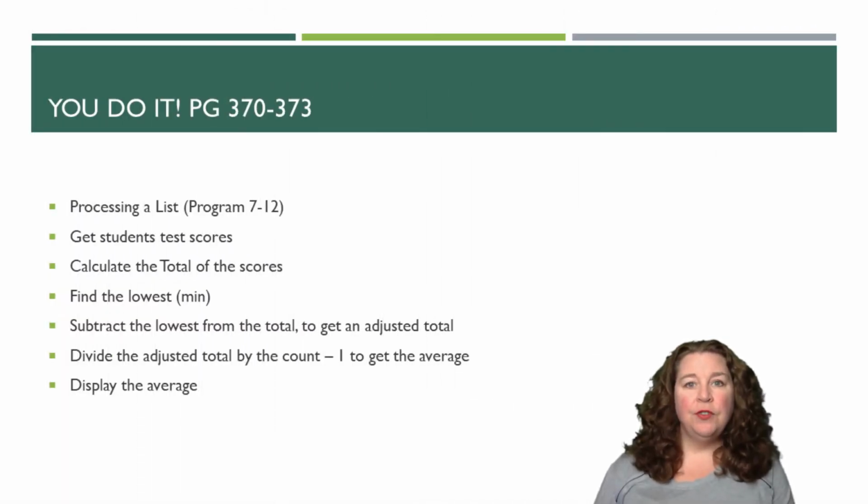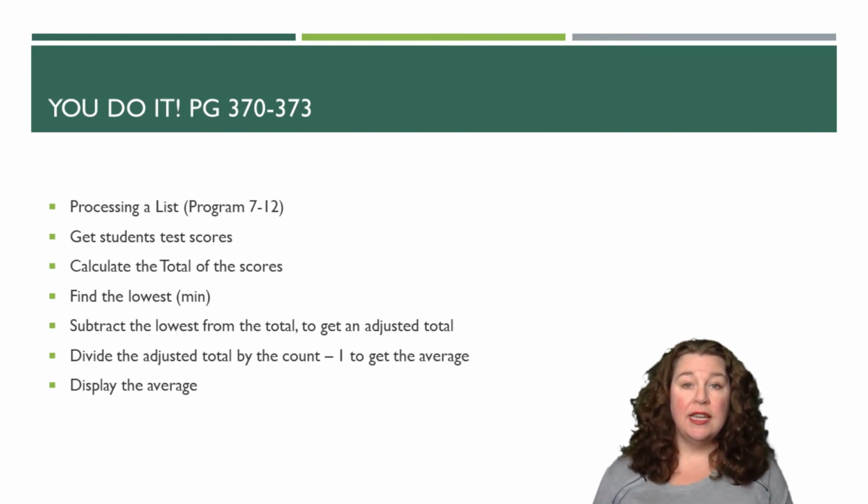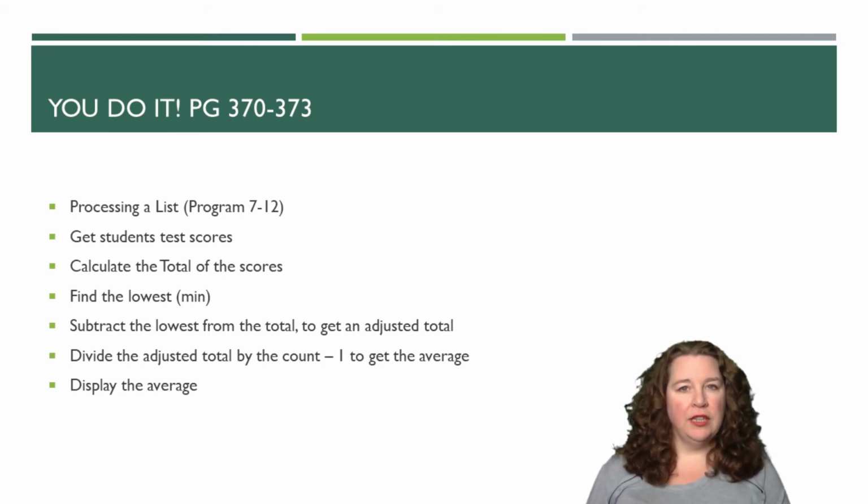I'd like you to take a few minutes now to go do the project that's in the book, chapter or program 7-12, which is on page 370. You're going to go ahead and get the student test scores, calculate the total of the scores, then you're going to subtract the lowest because the instructor is nice enough to remove the lowest grade. Figure out the adjusted total and find out what the adjusted average is and print it out.